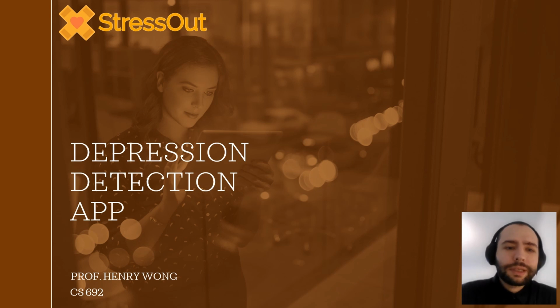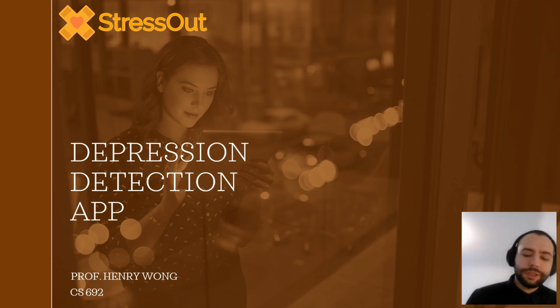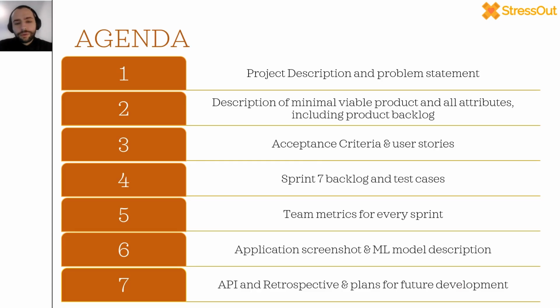Today we are presenting StressOut, a depression detection application. We're going to talk about our project and the problem it's trying to solve. We're going to describe our MVP and all its attributes, including the product backlog. We're going to talk about our acceptance criteria and user stories.